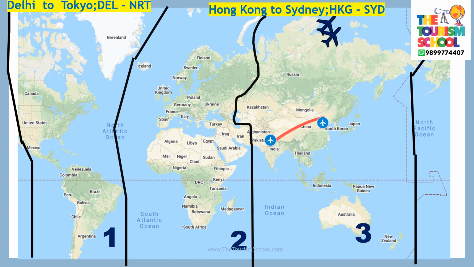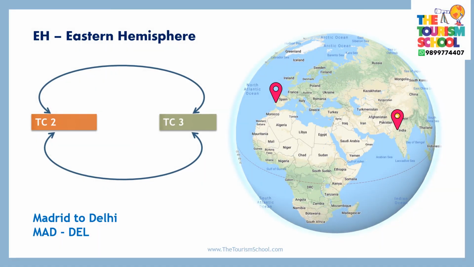Another case in which EH is the global indicator is when flight is going from TC2 to TC3. अगर फ्लाइट मैड्रिड से दिल्ली आती है, Madrid which is in Spain, Europe, से अगर दिल्ली आती है इंडिया में, so वो TC2 से TC3 में जा रही है, तो इस केस में ग्लोबल इंडिकेटर EH होगा with few exceptions of global indicator जो हम आगे डिस्कस करेंगे.